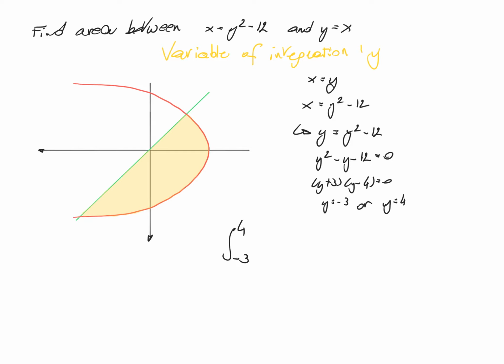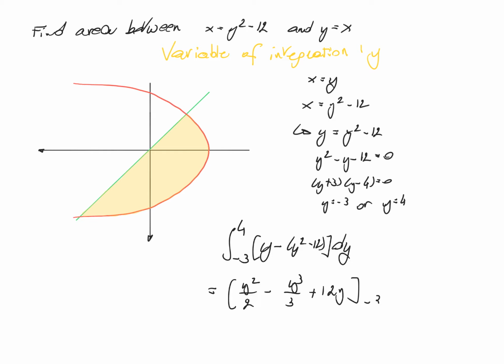The integral now has a variable of integration y, so it is dy, and then the upper function y minus the lower function y squared minus 12. We can calculate this easily, so this is y squared over 2 minus y to the power 3 over 3 plus 12y between boundaries minus 3 and 4. And then some calculations later, you will find that this is equal to 343 divided by 6.